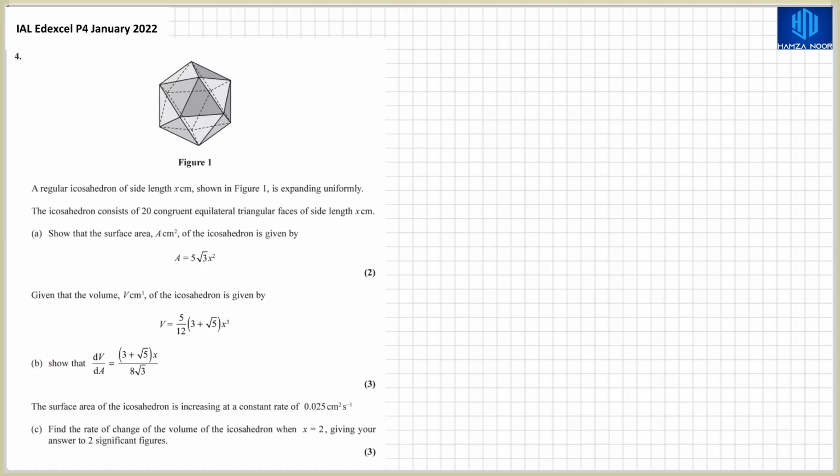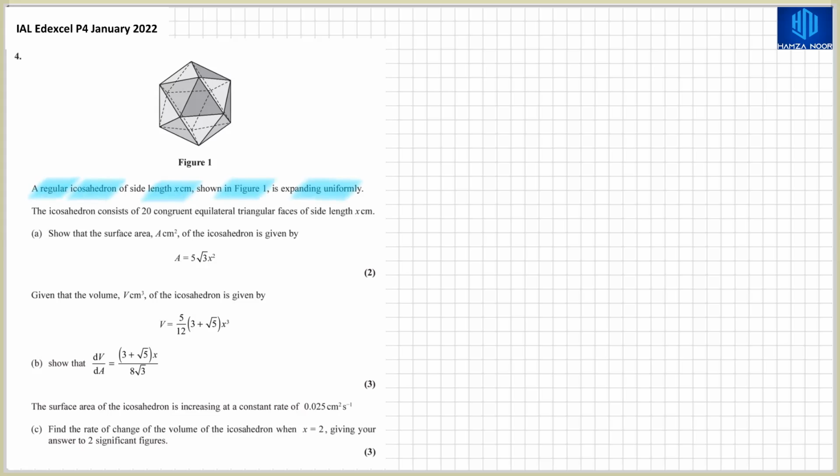This is Hamza Noor, and in this particular video I'm going to solve question number 4 of the International A-Level Edexcel P4 January 2022 paper. It says that a regular icosahedron of side length x centimeters, shown in figure 1, is expanding uniformly.